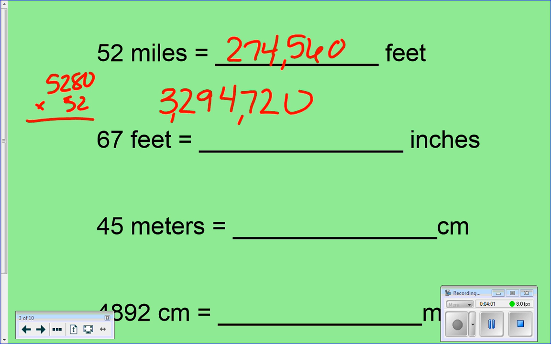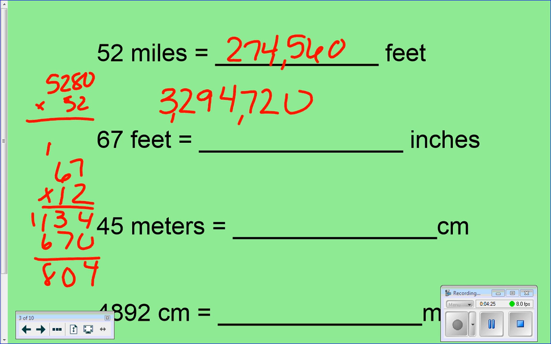Okay? All right, so let's keep going here. Let's do a few more, okay? So 67 feet to inches. What am I going to do to this? I'm going to multiply, yep, times 12. If you want to do it, you can do it. Harper's going to do it. 804. 804 inches in 67 feet.